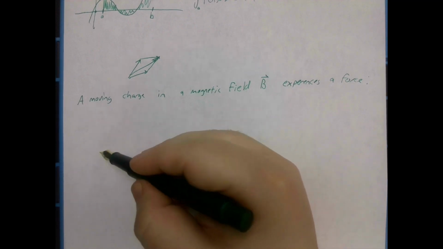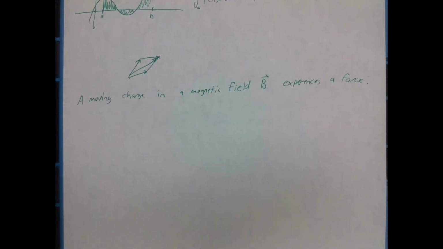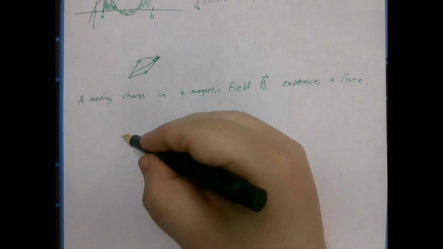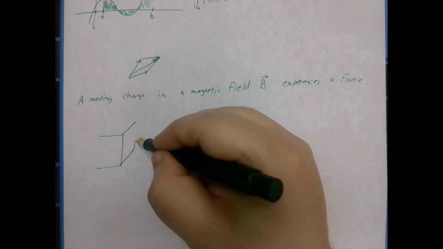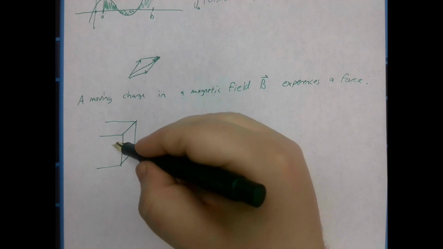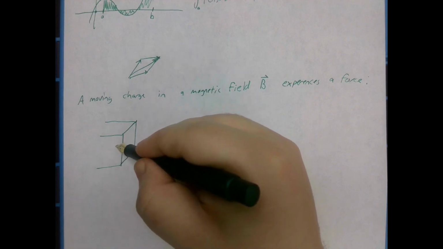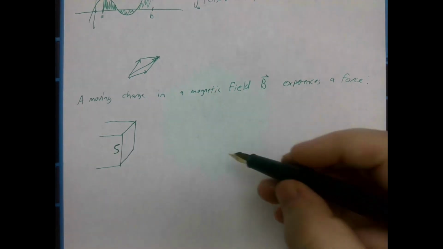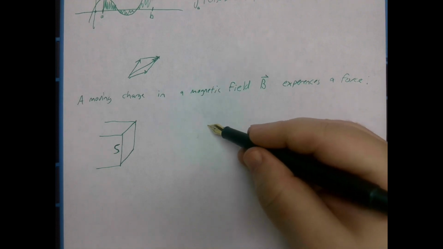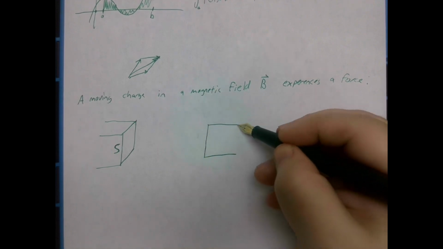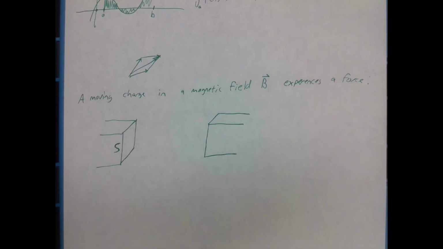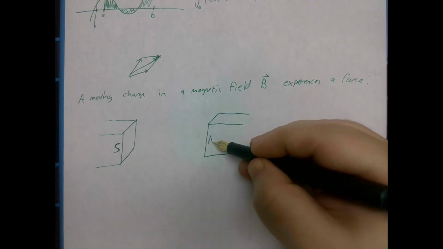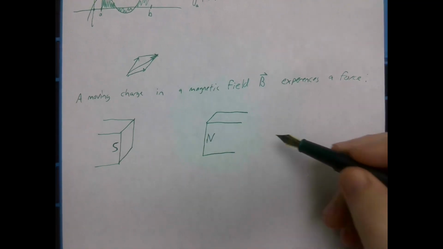So let's say that I have a magnet. So let's say that I have a south side of the magnet, and I have over here a north magnet. Something to know about magnets is there's always going to be a north and a south side. So that means over here will be south too.